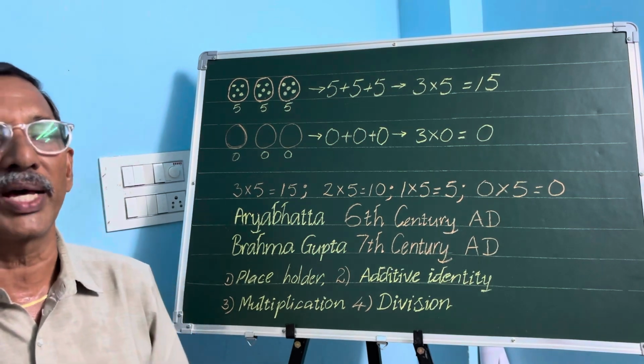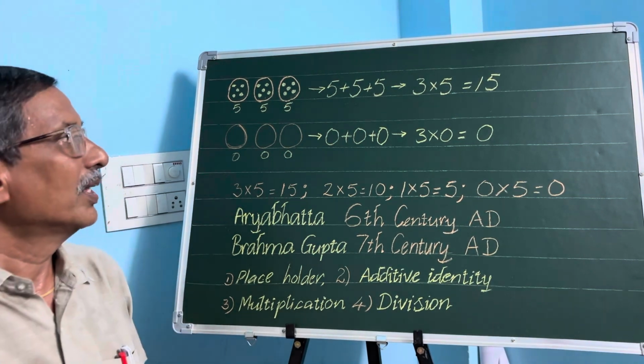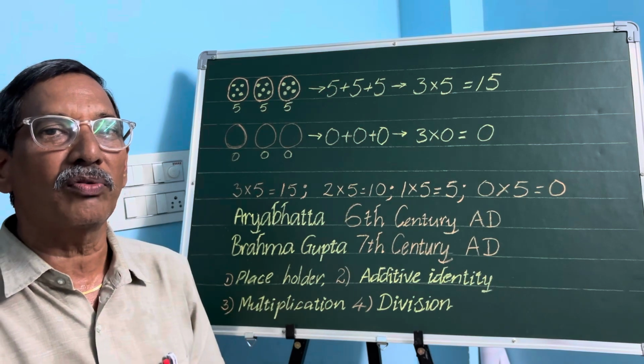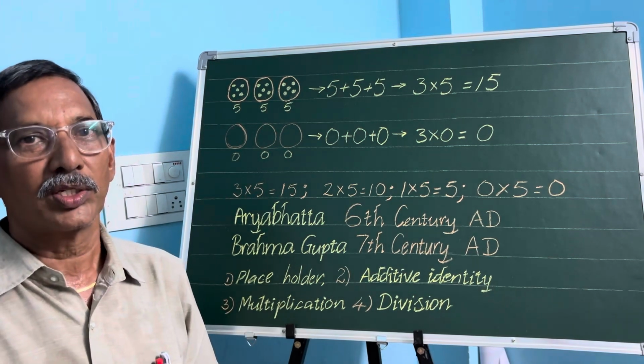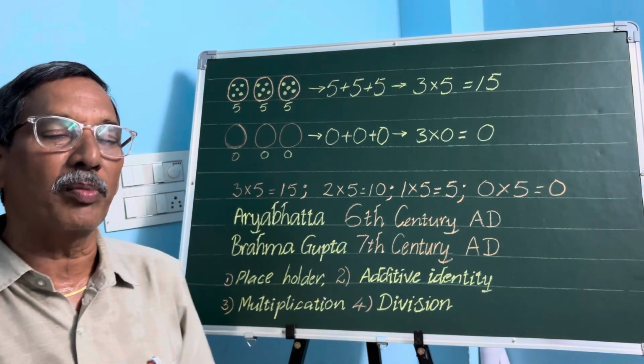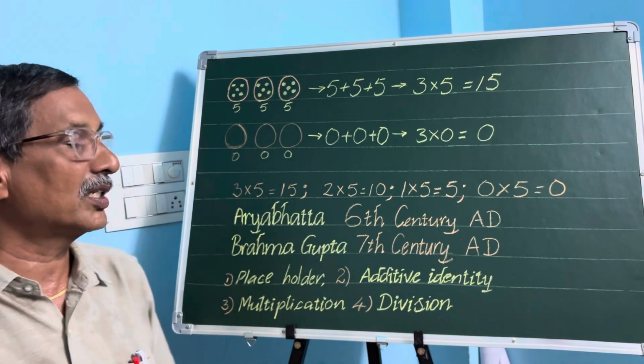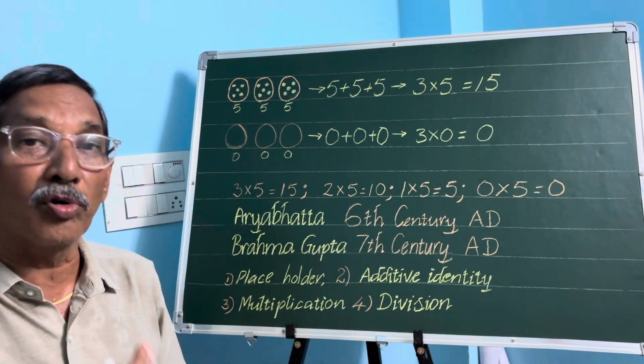We call this the commutative property in mathematics. 0 into 5 is 0, 5 into 0 is 0. Through the commutative property also we can say that 0 into 5 is 0, because there are no packets.